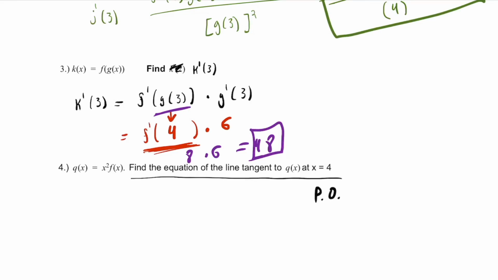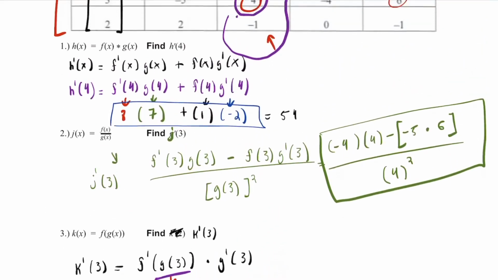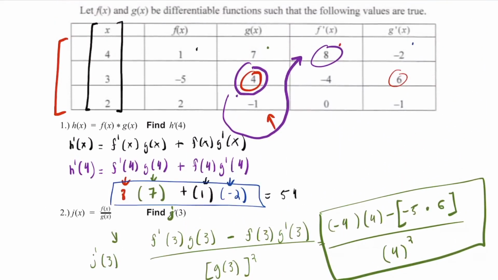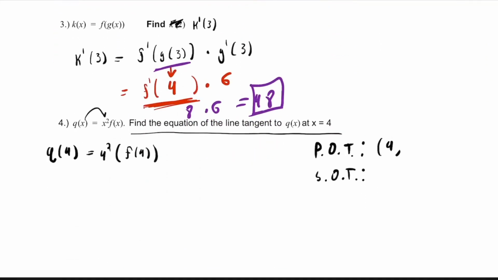Every time I see that, what's my point of tangency? What's the slope of the tangent line? Well, the point of tangency is going to be 4 comma whatever q of 4 is. So q of 4, well, we're plugging in for x, will be 4 squared times f of 4. F of 4, looking back at the table, f of 4 is 1. So we'll have 16 times 1 equals 16. So we'll have 4 comma 16.